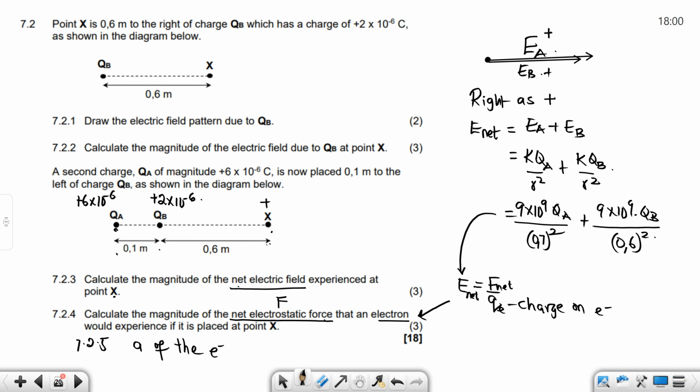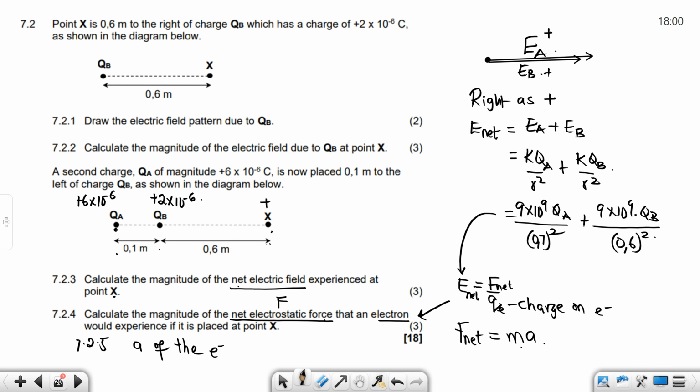And I added one lovely piece. Acceleration. But this is electrostatics. Yes. The electron would run because it's negative. It will run towards X. F net equals MA.